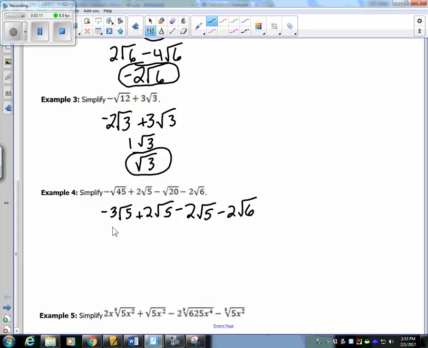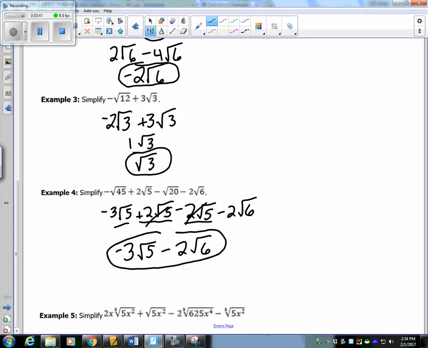So negative 3 square root of 5 is like terms with a negative 2 square root of 5, which is like terms with positive 2 square root of 5. So these will essentially cancel out. And you get a negative 3 square root of 5. And then we have this minus 2 square root of 6 over here. That just comes along. These are not like terms. You have negative 3 square roots of 5, and you're subtracting 2 square roots of 6. They're not the same. They're both square roots, but different radicands. So that is your final answer.